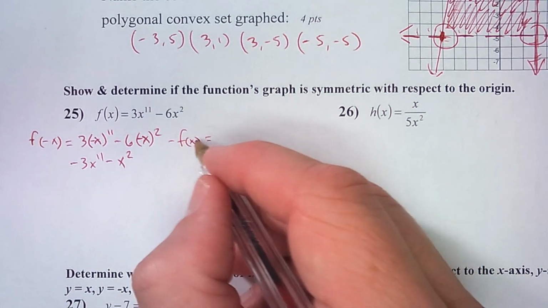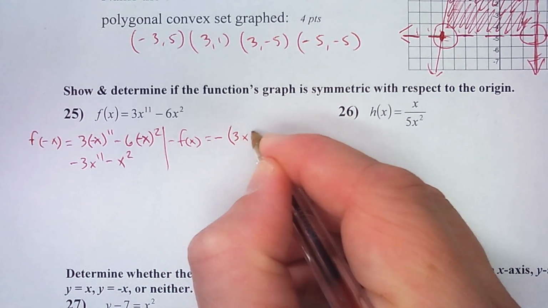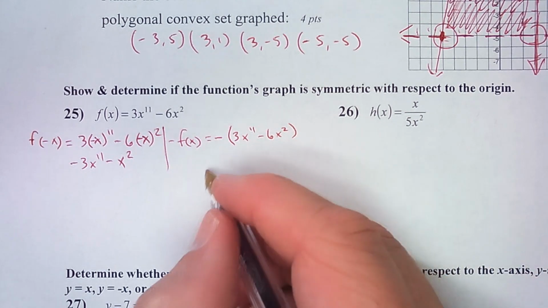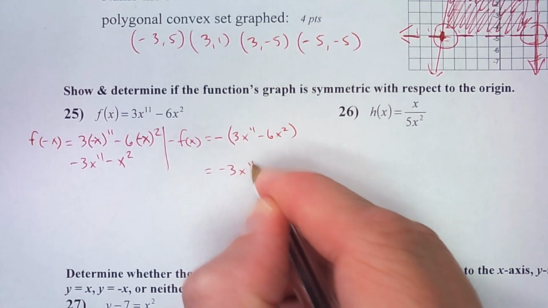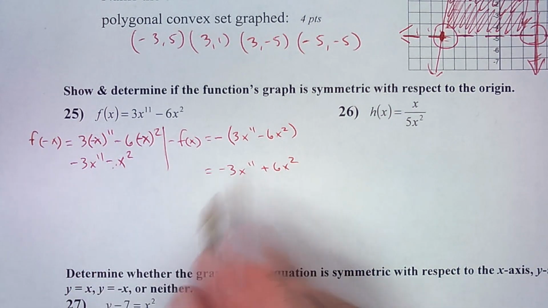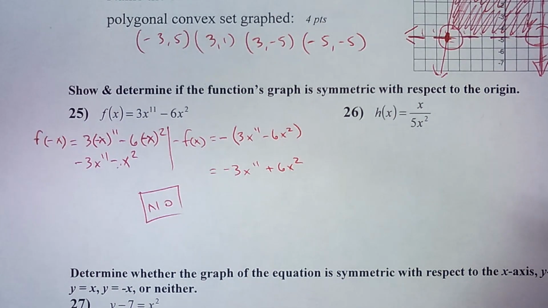Now I do the opposite of f of x, which is negative distributed on 3x to the 11th minus 6x squared, and that gives me -3x to the 11th plus 6x squared, and these are not the same, so no, there is no symmetry about the origin in that function.